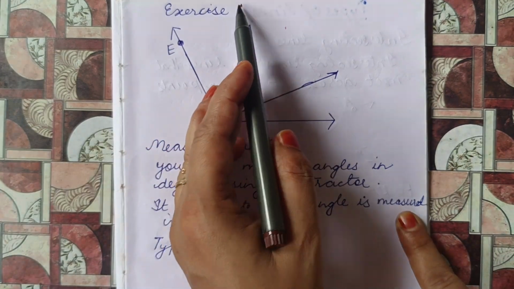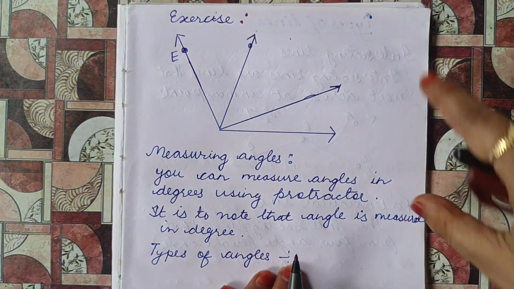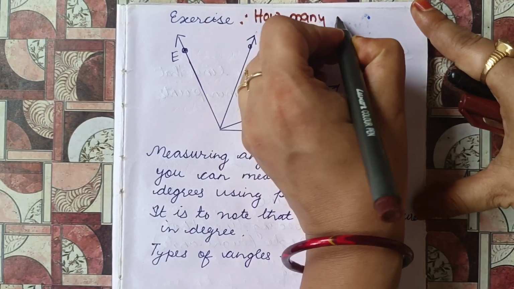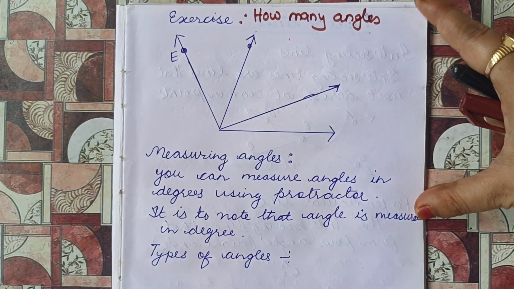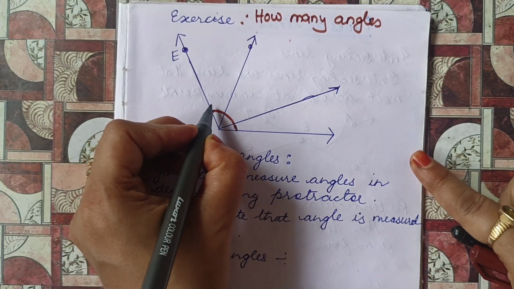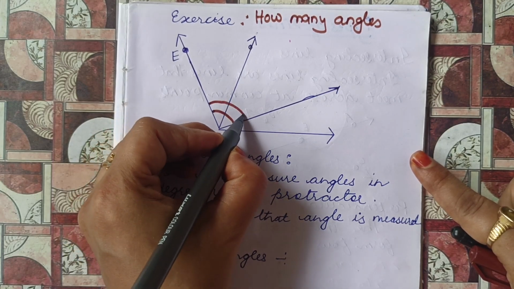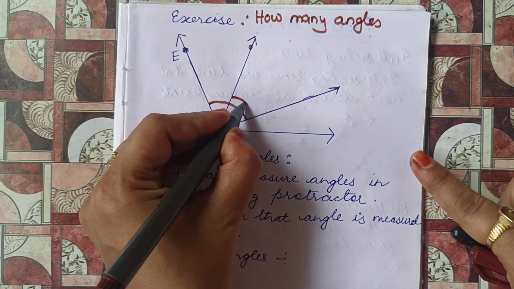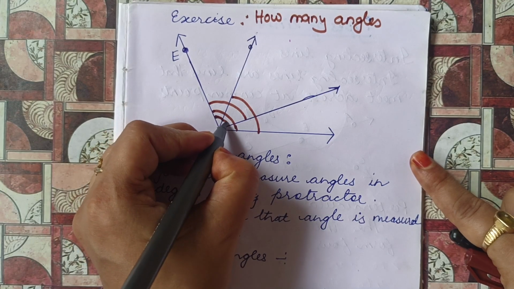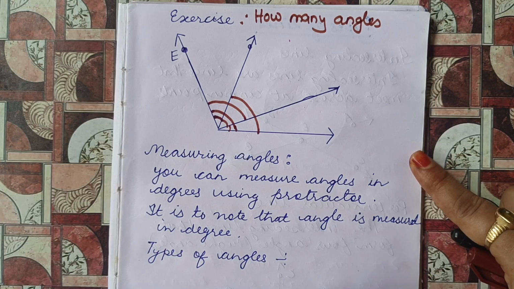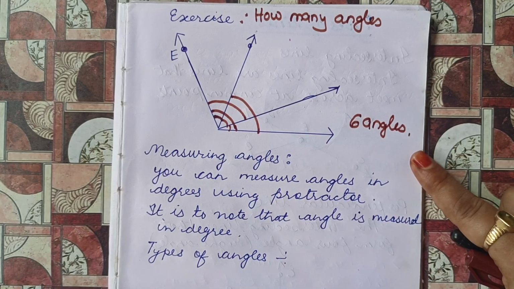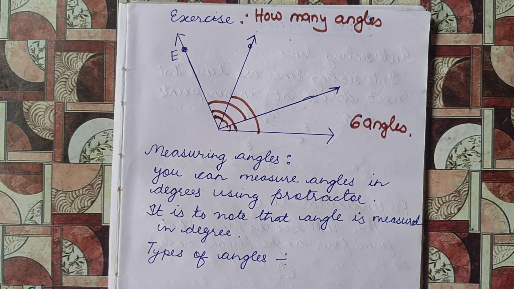Here the question is, how many angles can you form here? First, one angle. Then again, you can make 2 angles, 3 angles. Then the smaller ones, 4, 5 and 6. So in total, we can make 6 angles. Hope you are clear with this.